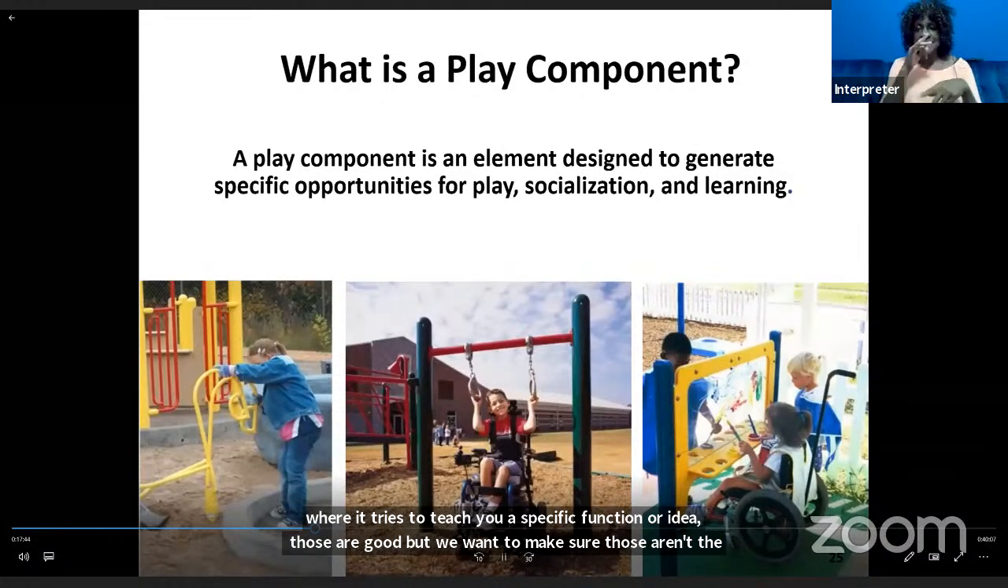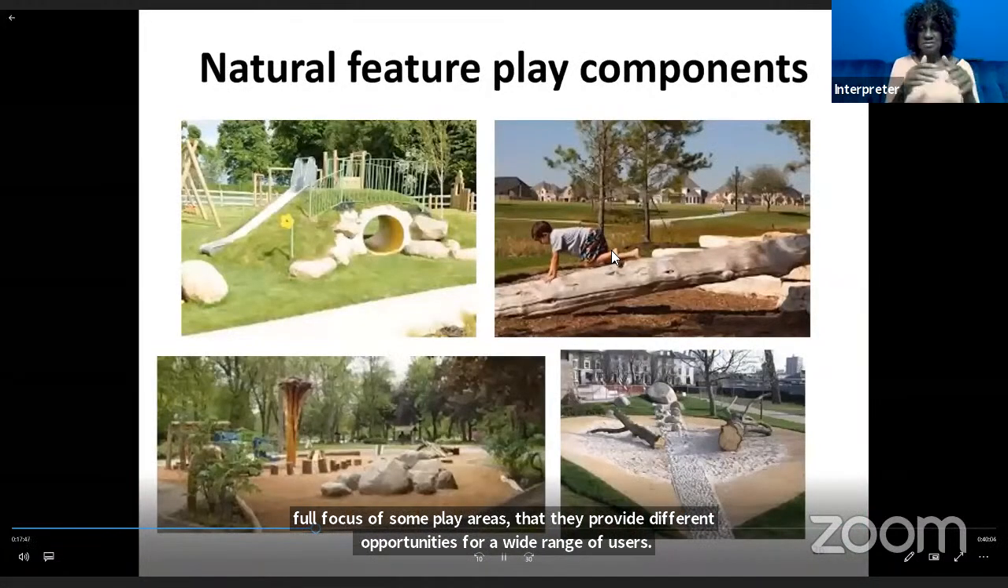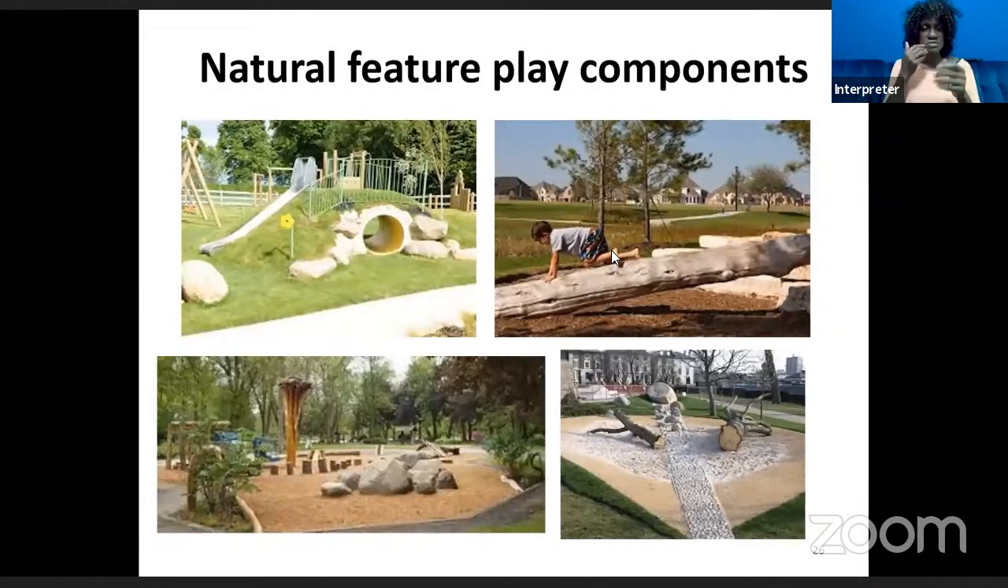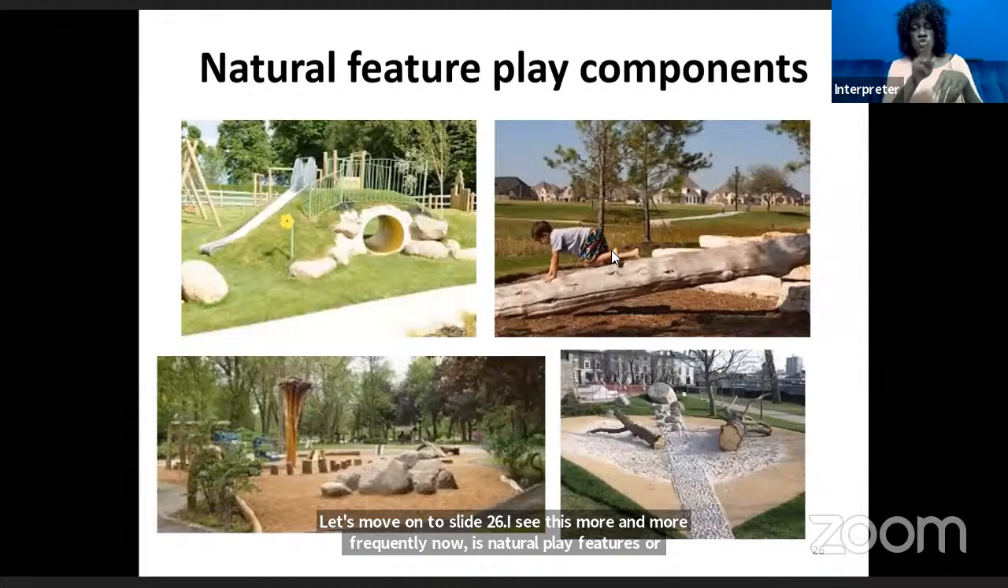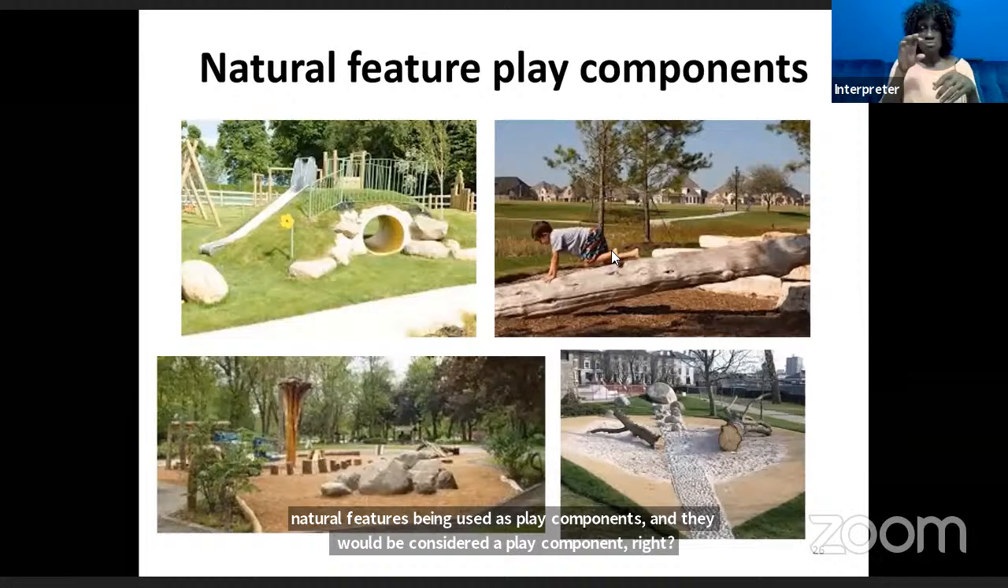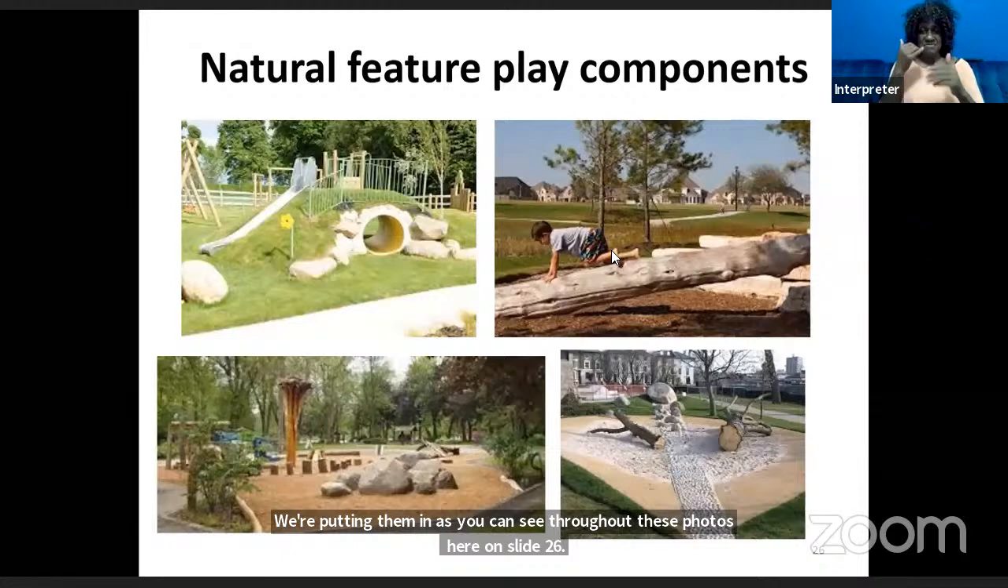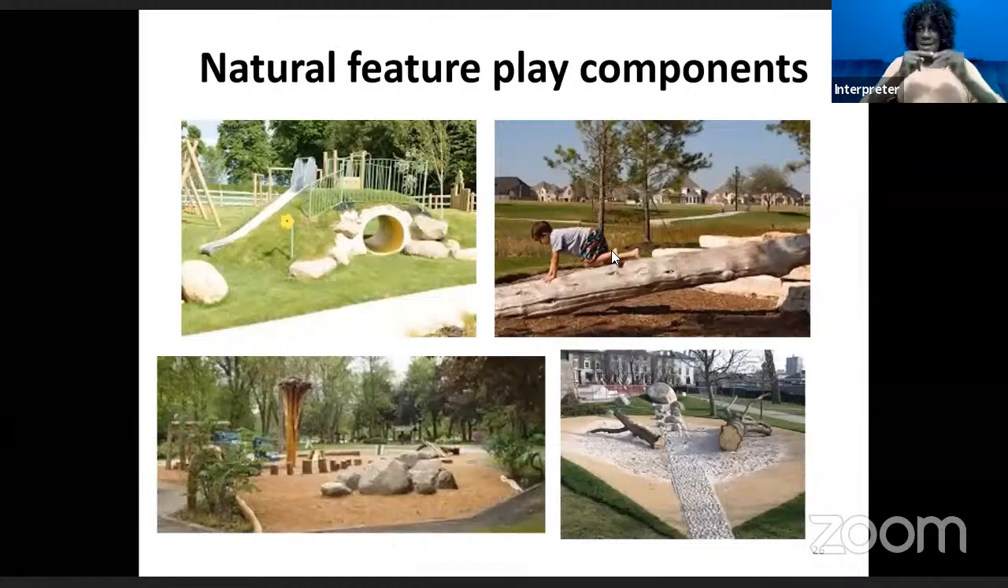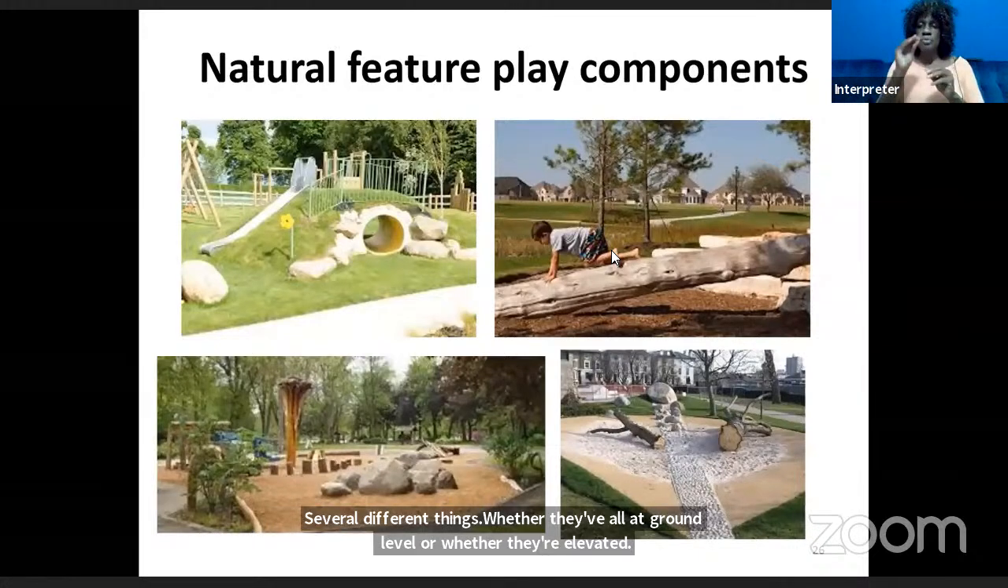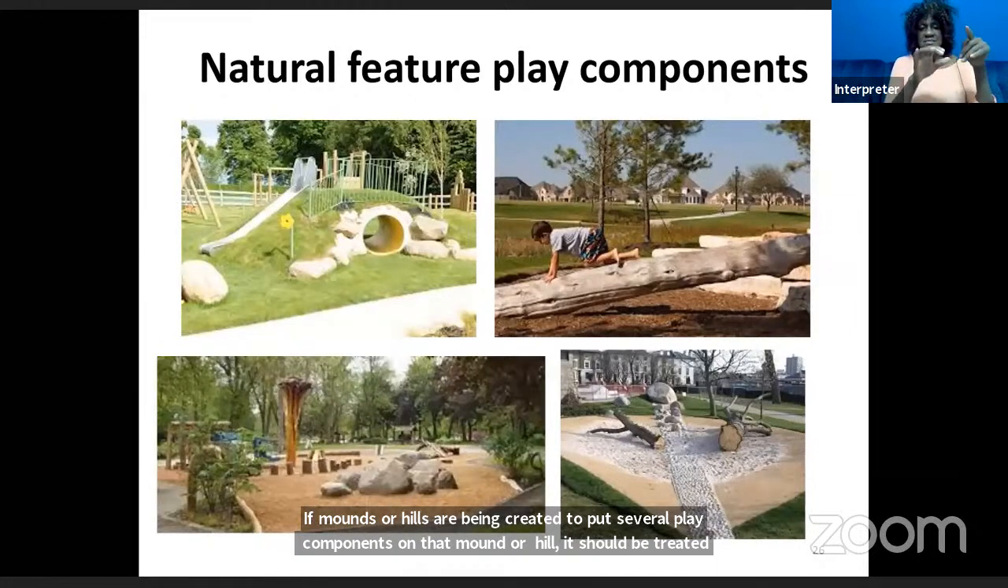Let's move on to slide number 26, and I see this more and more frequently now, natural play features, or natural features being used as play components, and they would be considered a play component, right? We're putting them in, as you can see throughout these photos here on slide 26, several different things, whether they're all at ground level or whether they're elevated. If mounds or hills are being created to put several play components on that mound or hill, it should be treated as a composite play structure and looked at then what level of access would need to be required.